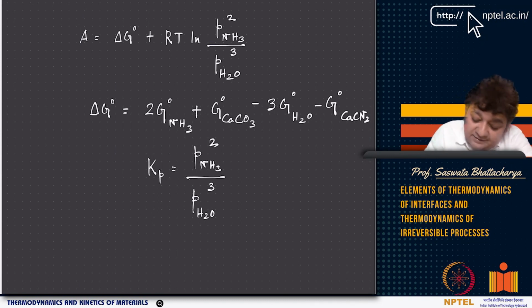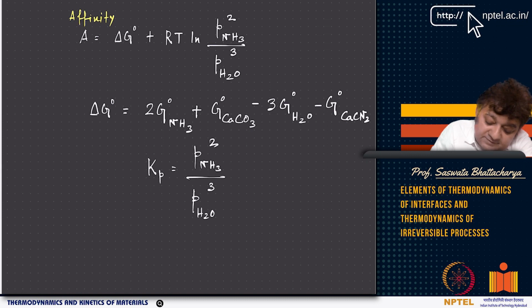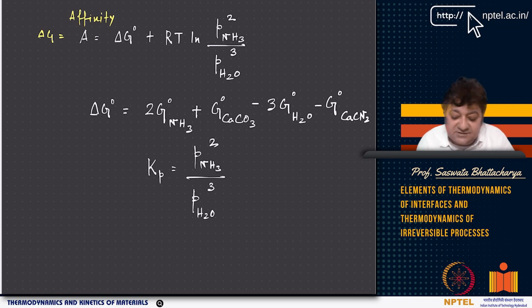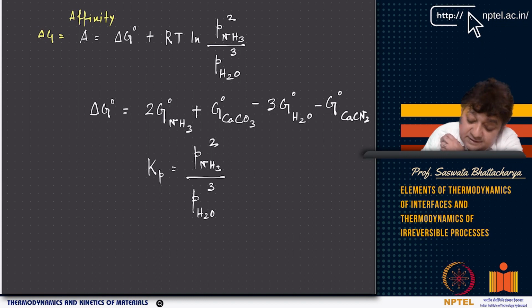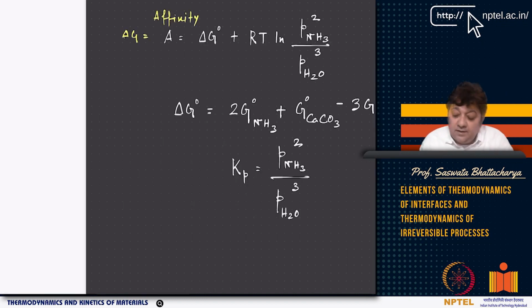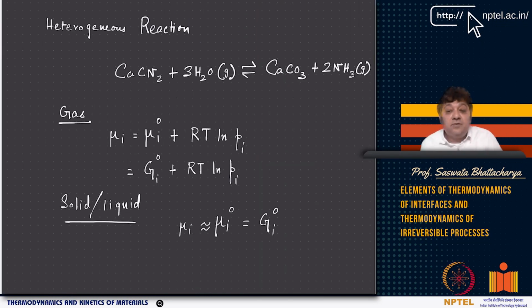Now if you have that, then A, that is affinity. Again, this is affinity, which is basically delta G. We can write this as delta G. So it is equal to delta G0 plus RT ln. Now if you see, the RT ln P_i terms are only for H2O as well as for NH3. So basically RT ln P_H2O, and then RT ln P_NH3 is also there.